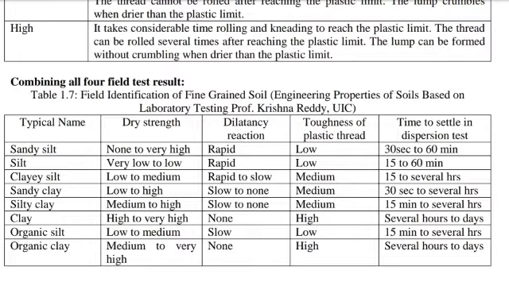Typical name: clay, dry strength high to very high, dilatancy reaction none, toughness of plastic thread high, time to settle in dispersion test several hours to days. Typical name: organic silt, dry strength low to medium, dilatancy reaction slow, toughness low, time to settle 15 minutes to several hours. Typical name: organic clay, dry strength medium to very high, dilatancy reaction none, toughness high, time to settle 7 hours to days.